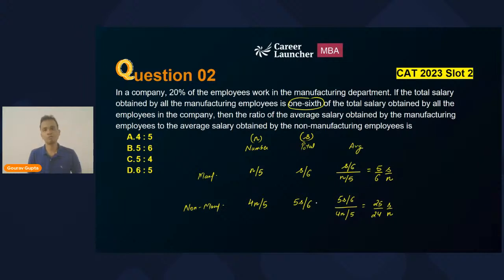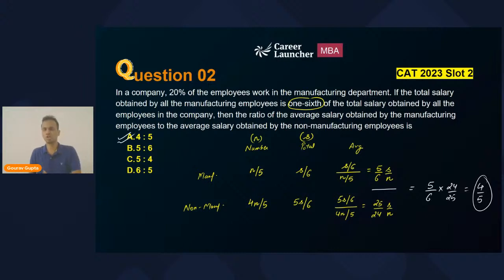Now you have to find the ratio of the average salary obtained by manufacturing and the average salary obtained by non-manufacturing employees. So I will divide them. S upon n will get cancelled, right? So it will be 5 upon 6 multiplied by 24 upon 25, and the correct answer will be 4 upon 5. Right? Such an easy question this was. Option A is the correct answer.